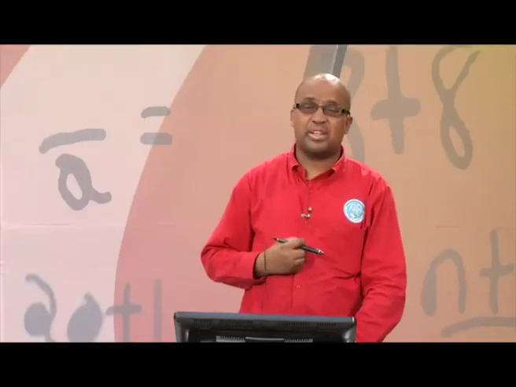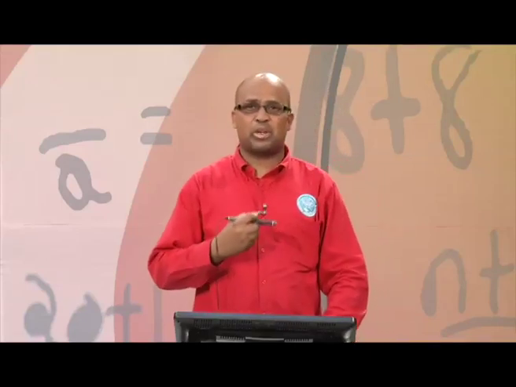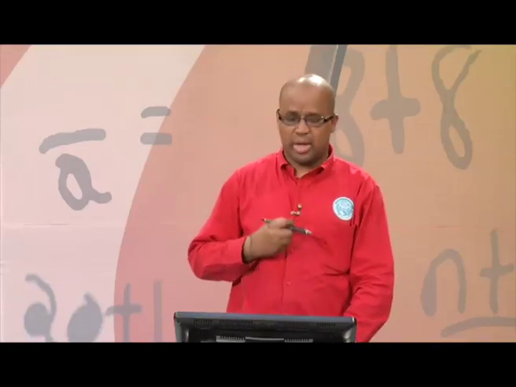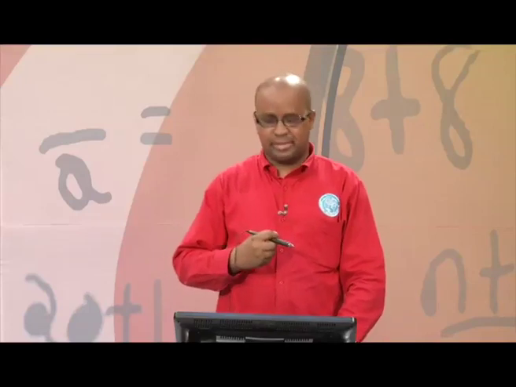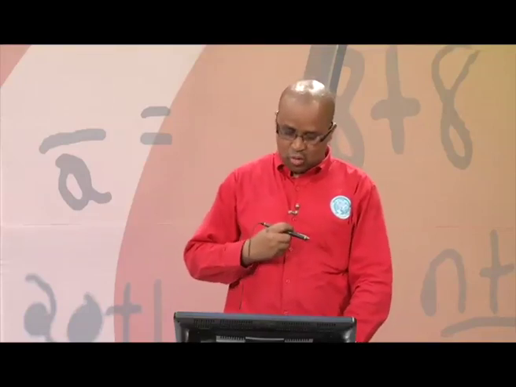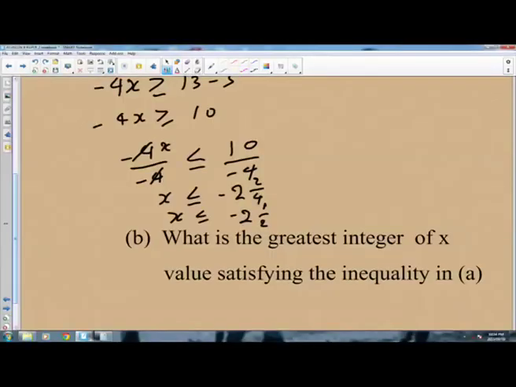Welcome back from the short break, and we are working on Mathematics Paper 2 revision questions. We are at question number 5, part B. It says, what is the greatest integer of x value satisfying the inequality in A? So we have to find the greatest possible integer value of x satisfying the inequality in part A.